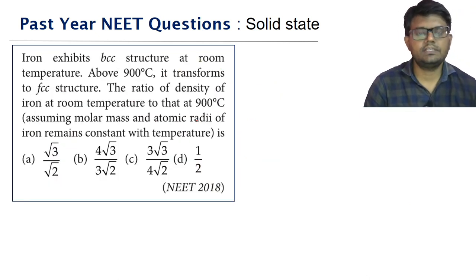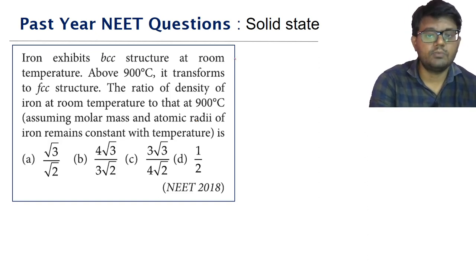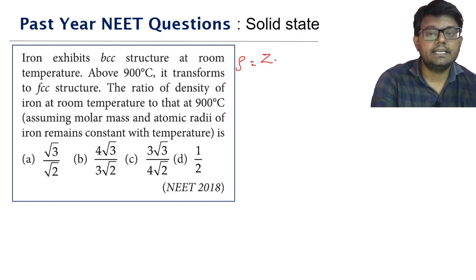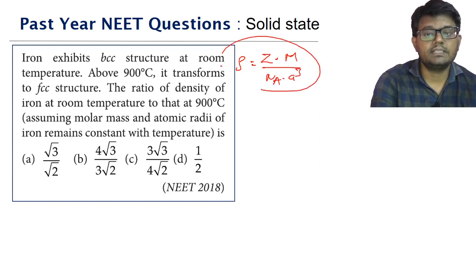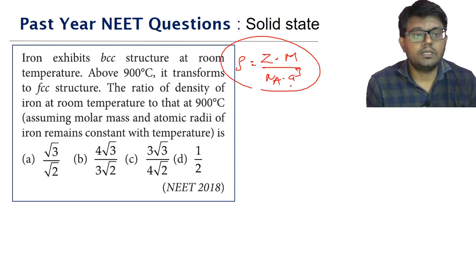Look at this question. This is a question that has come in the NEET 2018 paper. This is a question based on the density formula. So if there is one formula that is important in this chapter, it is the density formula, guys. What is the density formula? Density rho is equal to what? Z into the atomic mass M by Avogadro number into a cube. What is a? A is the edge length of the cubic unit cell.